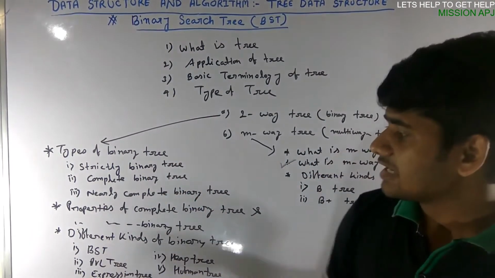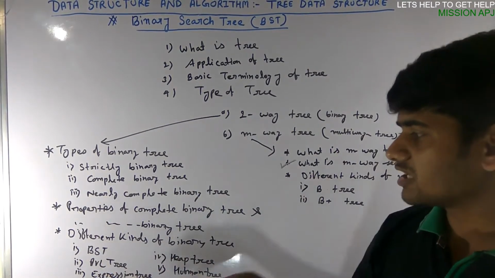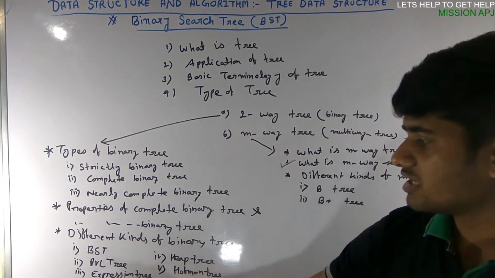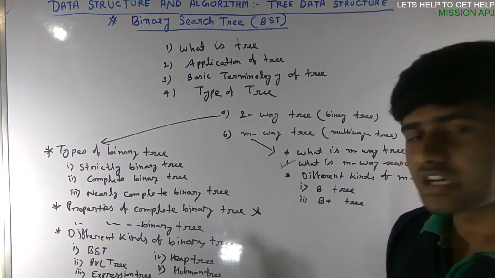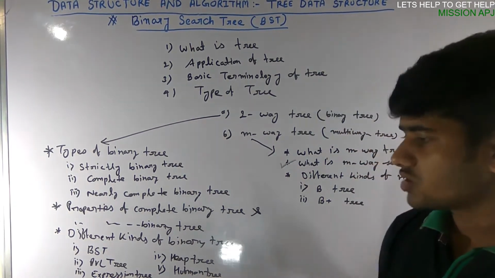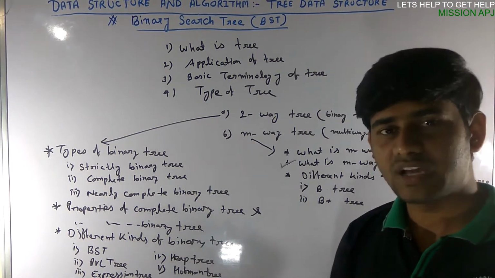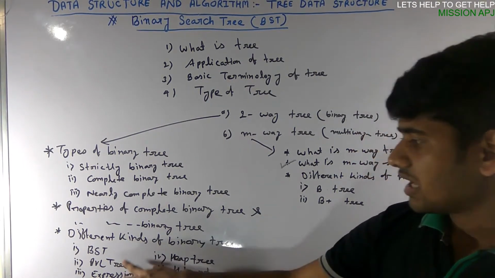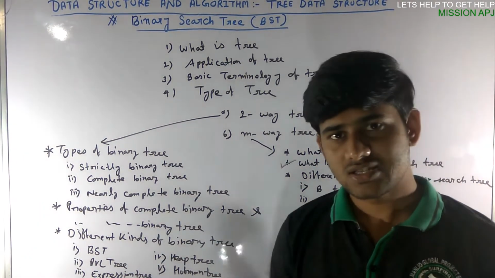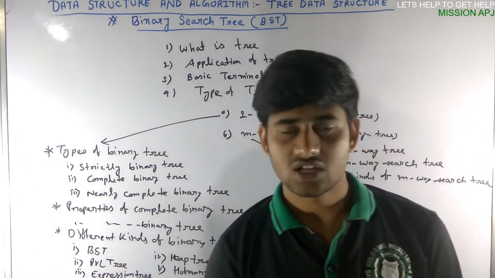In case of binary tree, we have just taken the names of the different kinds of binary tree, and the names are binary search tree, AVL tree, expression tree, heap tree, Huffman tree. These are all kinds of binary tree. Among these, today we will discuss the first one, that is binary search tree, BST, and the rest we will discuss after binary search tree. So let us today discuss what is binary search tree.